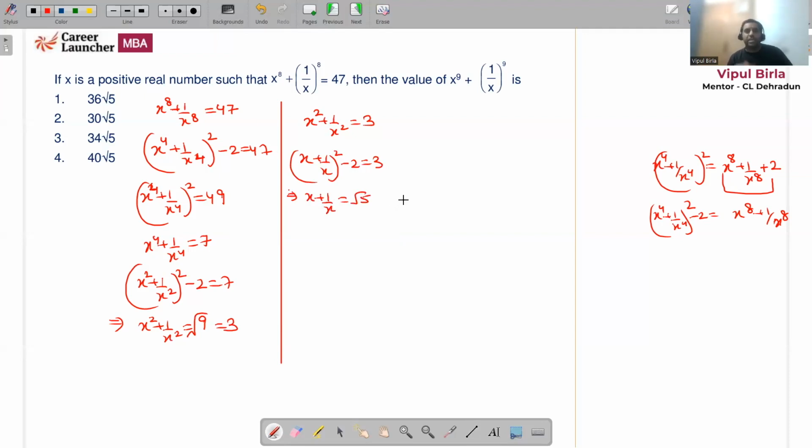Now we'll calculate x cube and then followed by one more cube. So cubic twice in order to get x to the power 9 plus 1 upon x to the power 9. Right. Now cubic both sides.